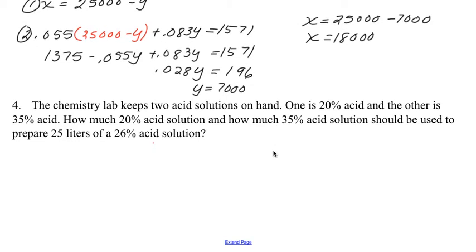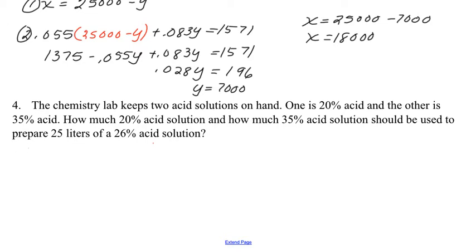A similar problem is a chemistry lab problem. If you have two acid solutions, one's 20%, the other's 35%, how much 20% acid solution and 35% acid solution should be used to prepare 25 liters of a 26% acid solution?